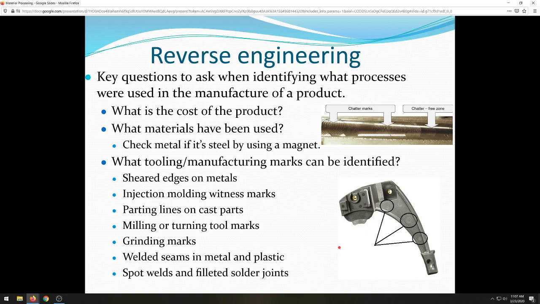And then filleted solder joints. So if you've got two very obviously machined and cut parts that are joined together somehow, if you see the joint between them has a very rounded inside corner or outside corner or something like that, odds are that's some kind of solder or brazing or maybe even epoxy. But if it's metal, it's going to probably be one of those.